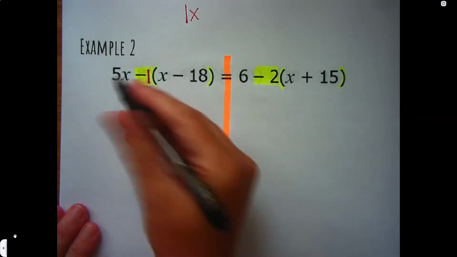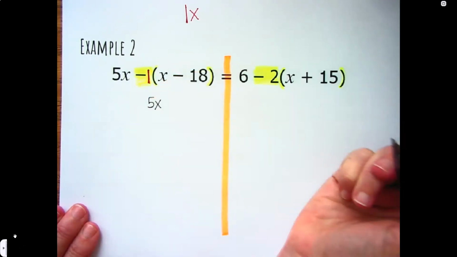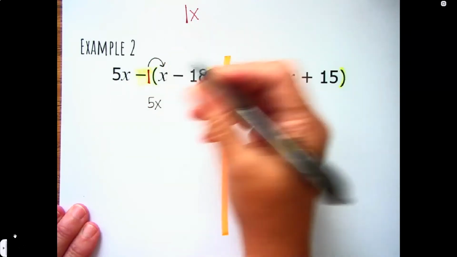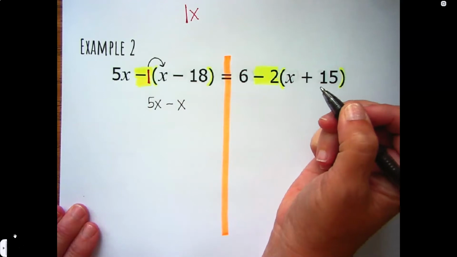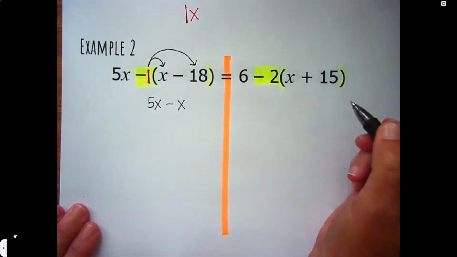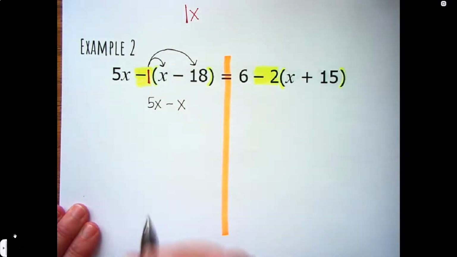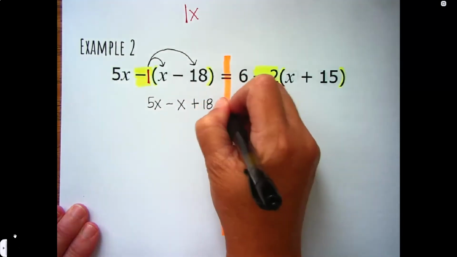So here we go. My 5X is going to move down. Not doing anything with him right now. I'm going to do negative 1 times X. That is negative 1X. And then I'm going to do negative 1 times negative 18. Negative 1 times negative 18 is positive 18. So I'm going to put plus 18 because that number is positive.